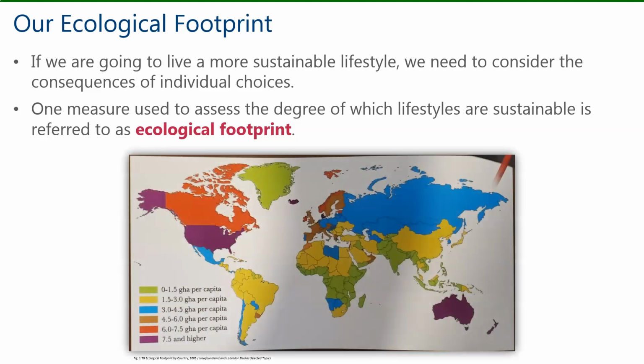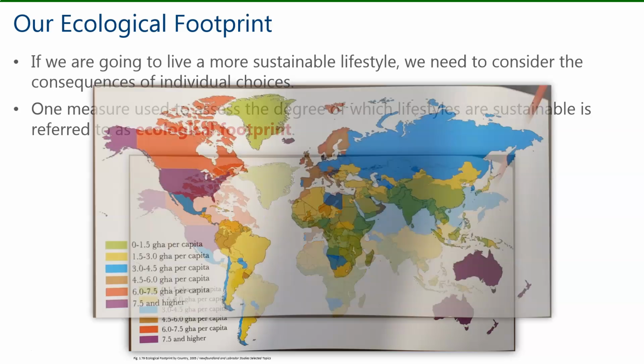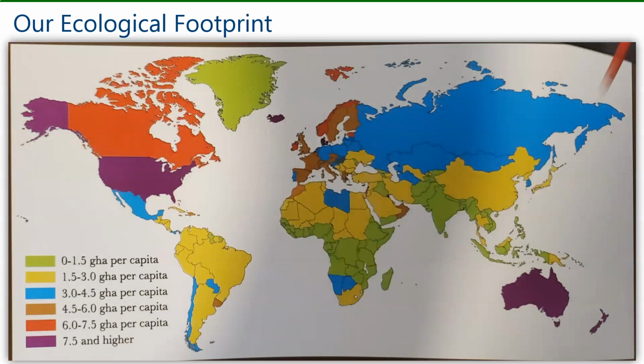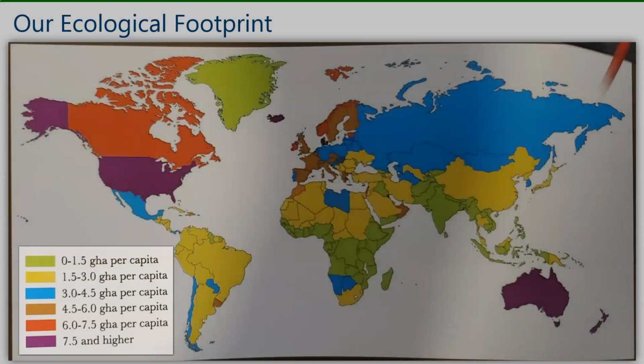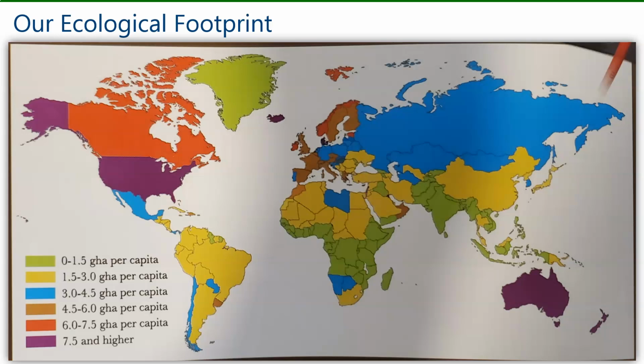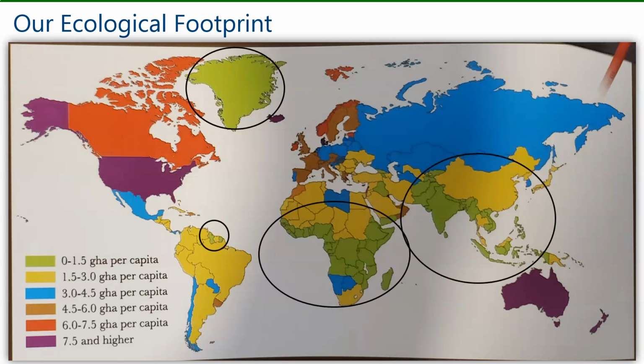Let's take a look at this map. This is figure 1.79 from our textbook. And if we take a look at the key, which is colored, this gives us the ecological footprint of various countries throughout the world. You can see that the countries with the highest ecological footprint are the United States, Australia, and New Zealand. Canada comes in very close to that with 6.0 to 7.5 GHA per capita. And then the lowest are mostly throughout Africa, some in South America and Asia, and also Greenland.